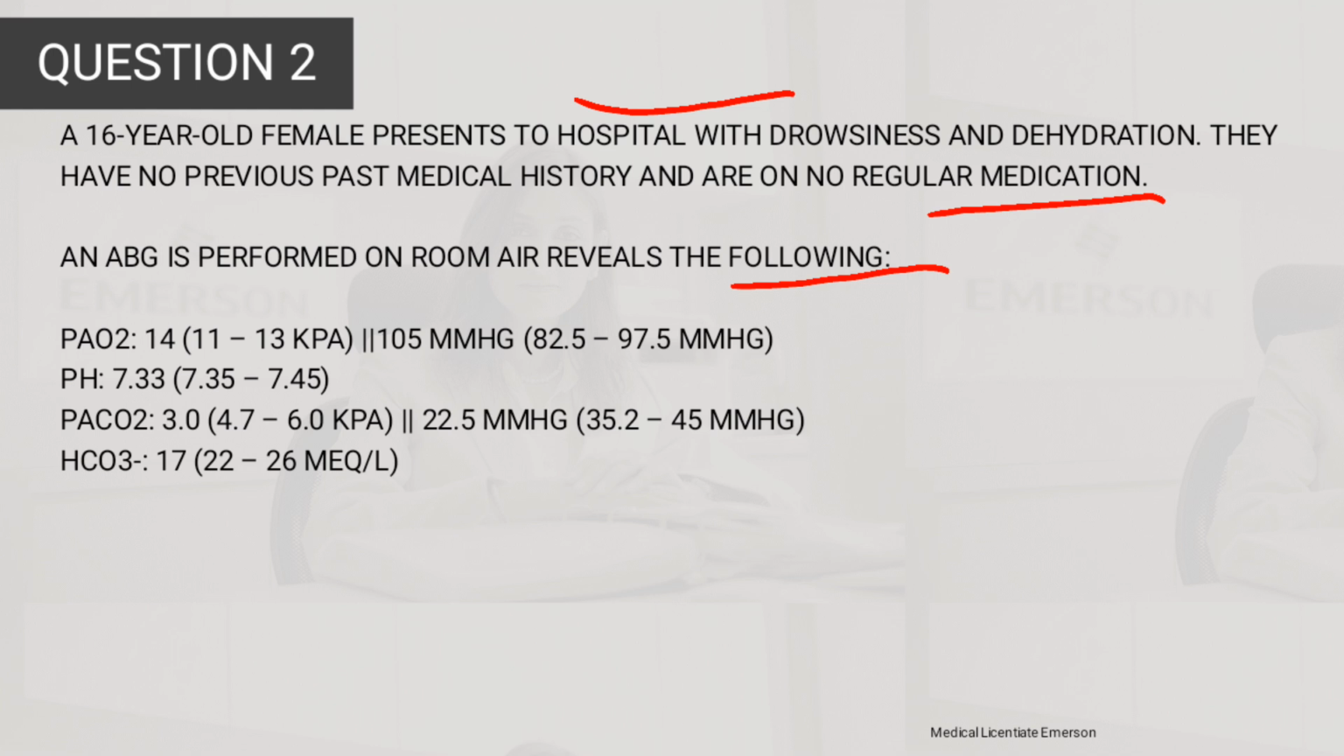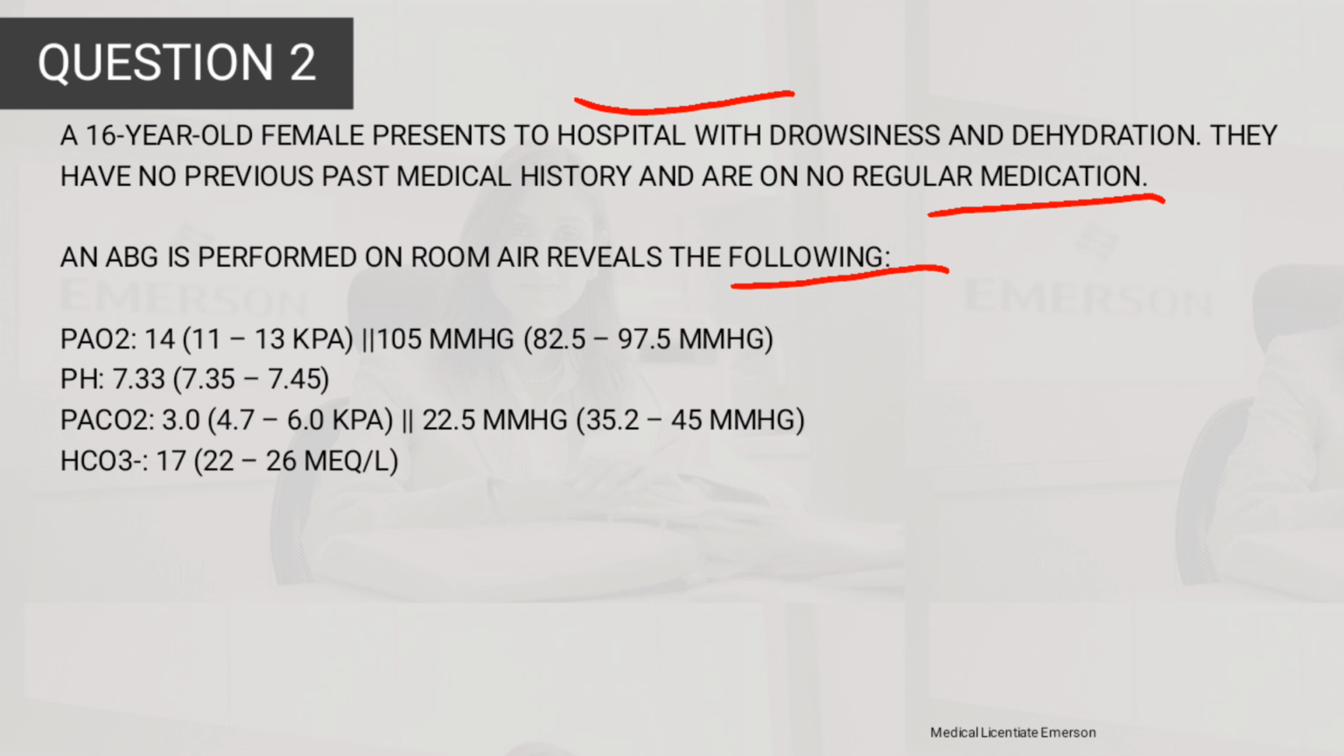So in short, what we are talking about here is that you might be given either one, or you might be given both, so if you know the one in kilopascals, you are covered, and if you know the one in millimeters of mercury, you are also covered. Then the pH is 7.33. Then the partial pressure of carbon dioxide is 3, and in millimeters of mercury it is 22.5. And the bicarbonate level is 17.